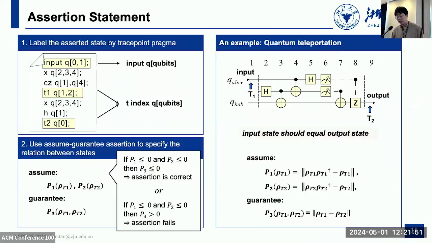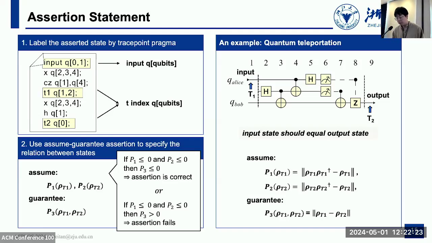This slide presents some information on the assertion statement. We label the qubit state by a trace point pragma, and we record the time and the probe qubits for each trace point. And the assertion is defined following an assume-guarantee format. The assumptions involve two predicates, P1 and P2, specifying the range of the state, and the guarantee defines the relation between the states. Predicates are defined as objective functions, and a predicate is true if and only if it is smaller than 0.